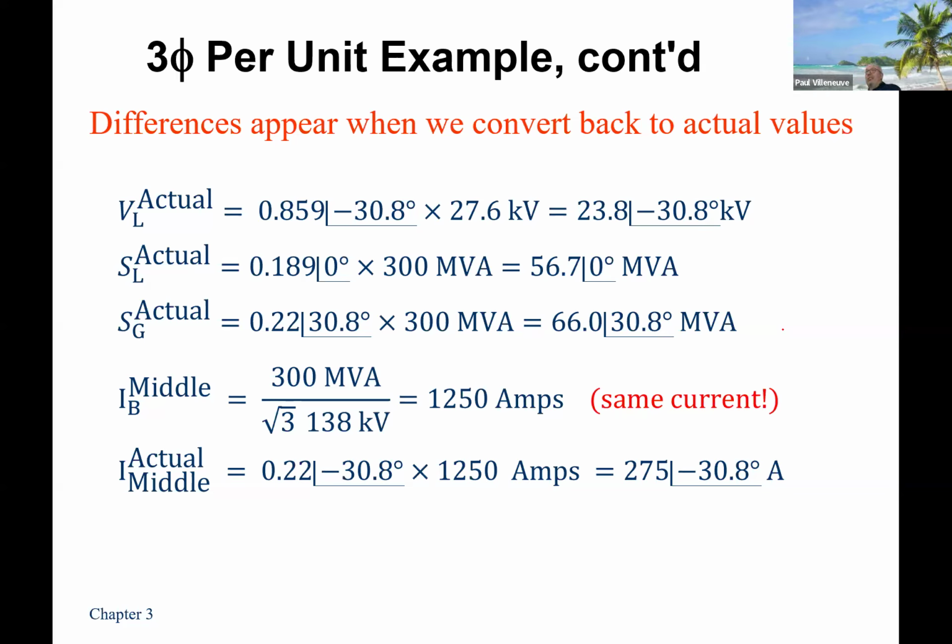The current is identical. And the reason why the current is identical is we set this up as a Y system, so phase currents and line currents are exactly the same. That's why in the middle of our transmission line, we get 275 at an angle of 30.8 amps. That current doesn't change.